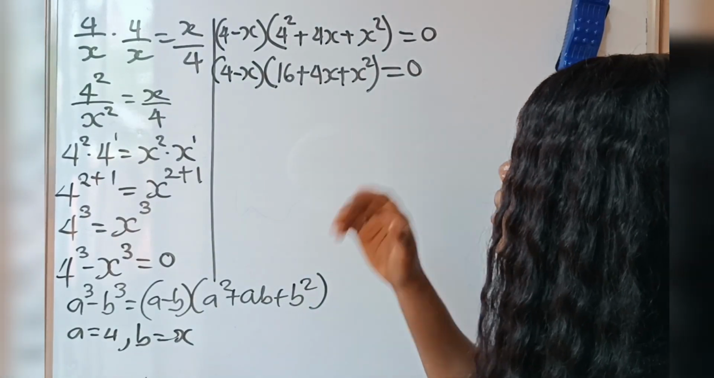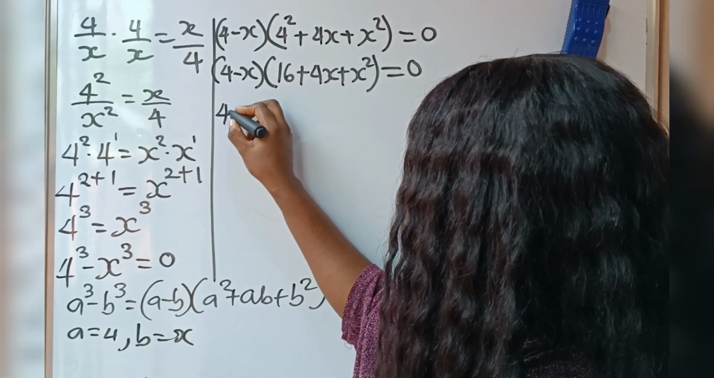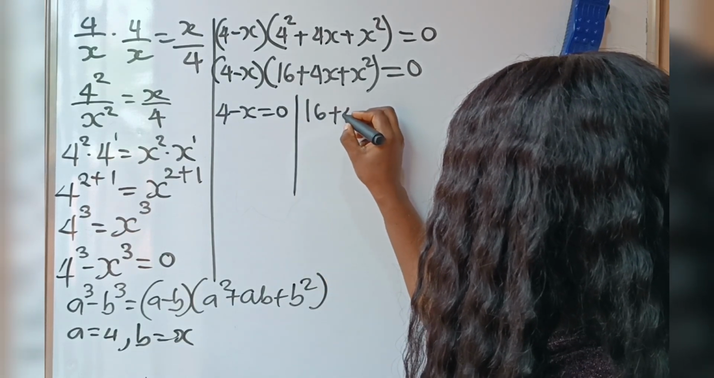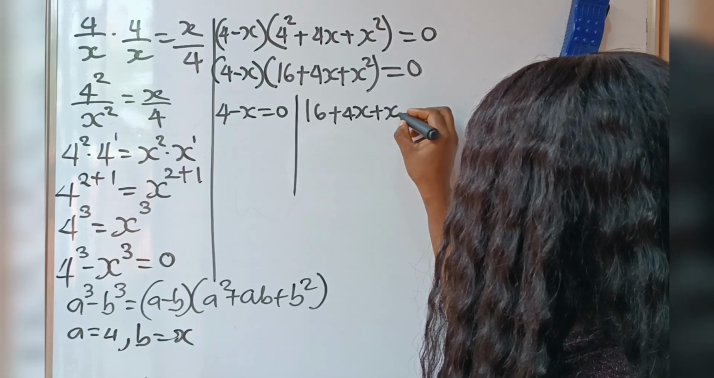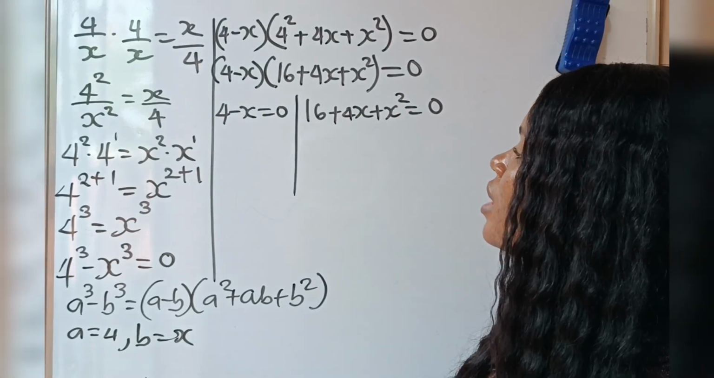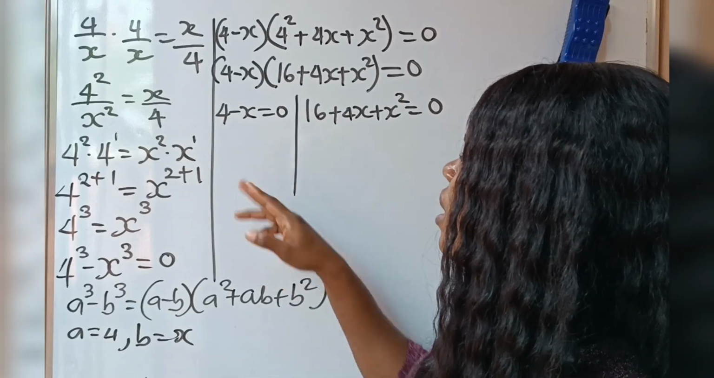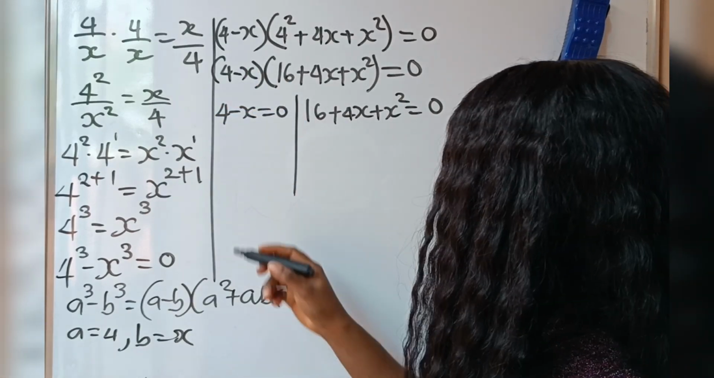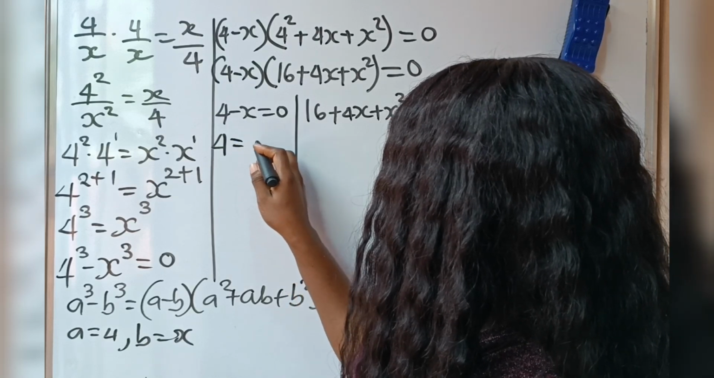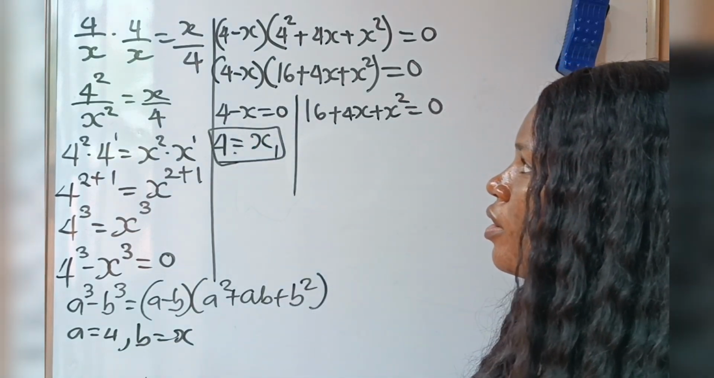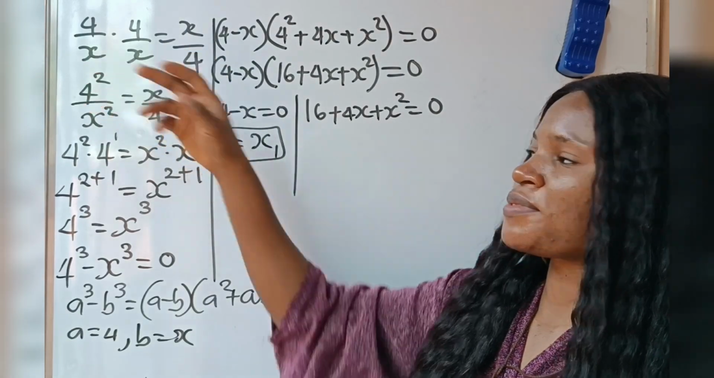Now we can actually say that 4 minus x is equal to 0, and that 16 plus 4x plus x squared is also equal to 0. Now, we are going to transfer this to this side of the equation. If we do that, we have 4 is equal to x. So this becomes the first value of our x. Recall that we have 3 values of x to find.